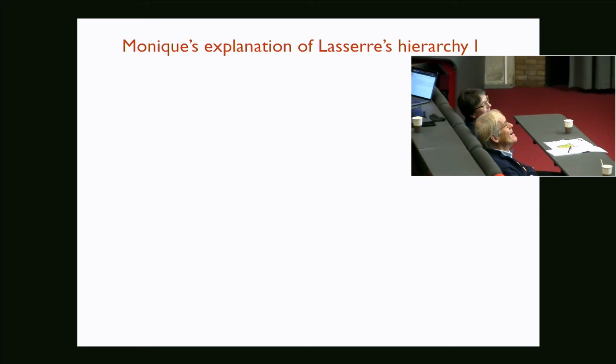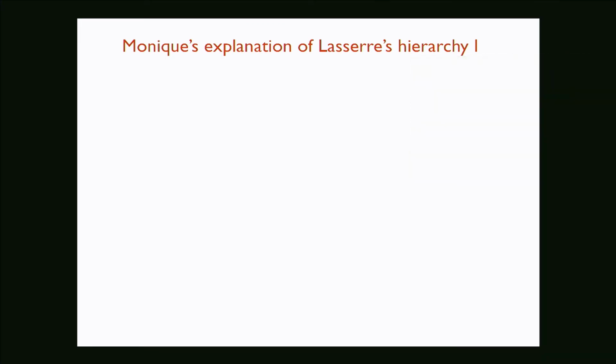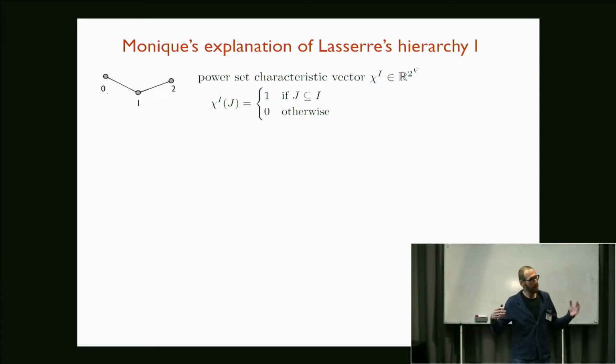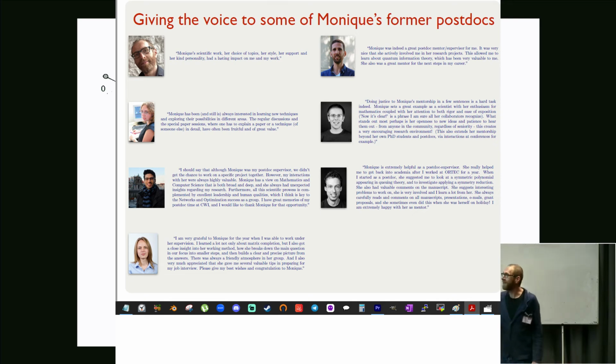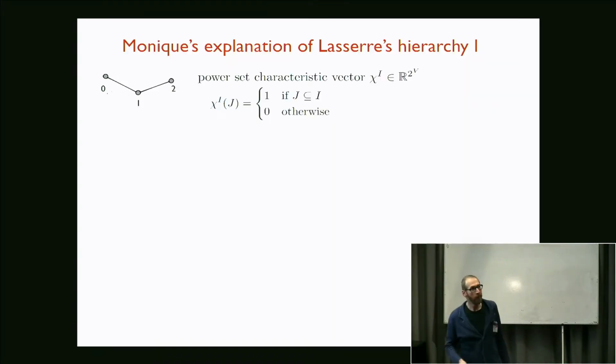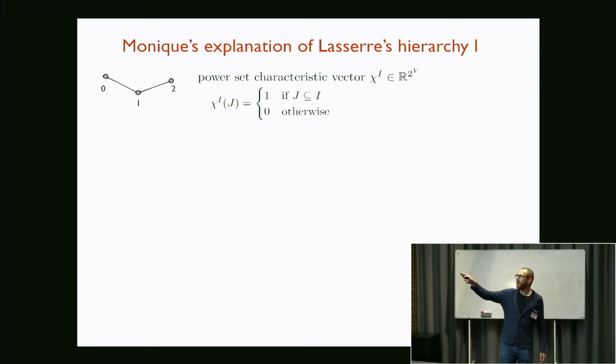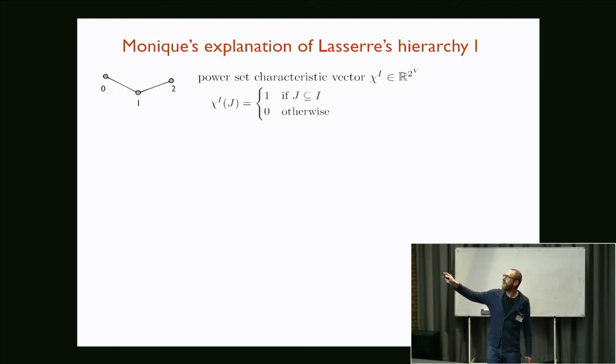Here is what I think is Monique's explanation of the Lasserre hierarchy. We start out with a graph. I should take the 5-cycle again, but this is too complicated because the matrices would become too big. So now we take an easy graph, with vertices 0, 1, 2. And instead of using the characteristic vector just on the vertex set of the graph, we take the characteristic vector on the power set. So we take the characteristic vector chi of I in R to the 2^V. For every subset of the vertices J, we have to say what the entry of chi has to be. Here we say it is 1 if J is contained in I and 0 otherwise.